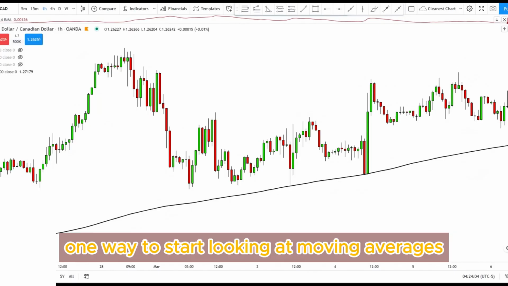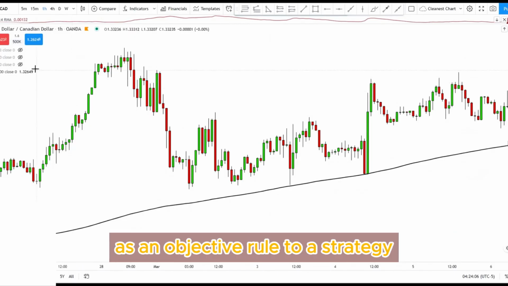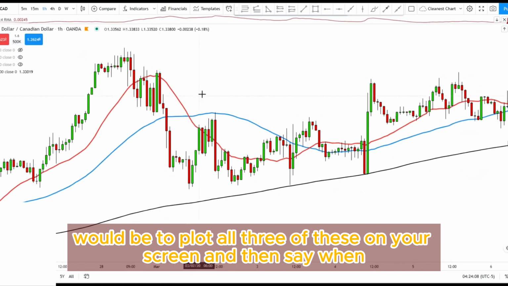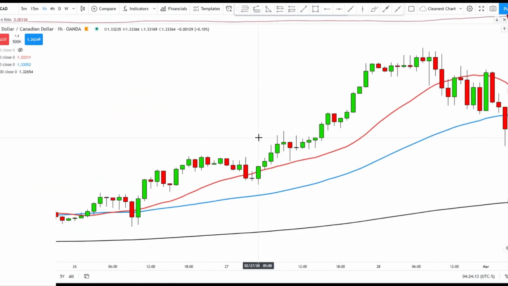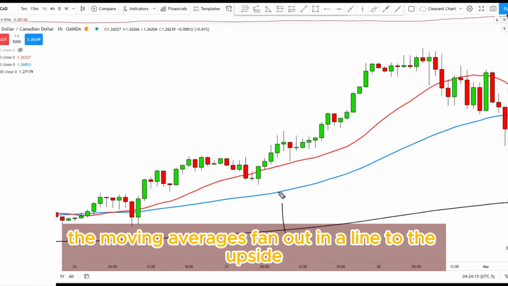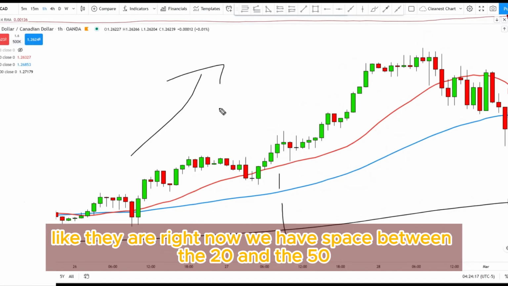One way to start looking at moving averages as an objective rule to a strategy would be to plot all 3 of these on your screen and then say when the moving averages fan out in a line to the upside, like they are right now, we have space between the 20 and the 50.